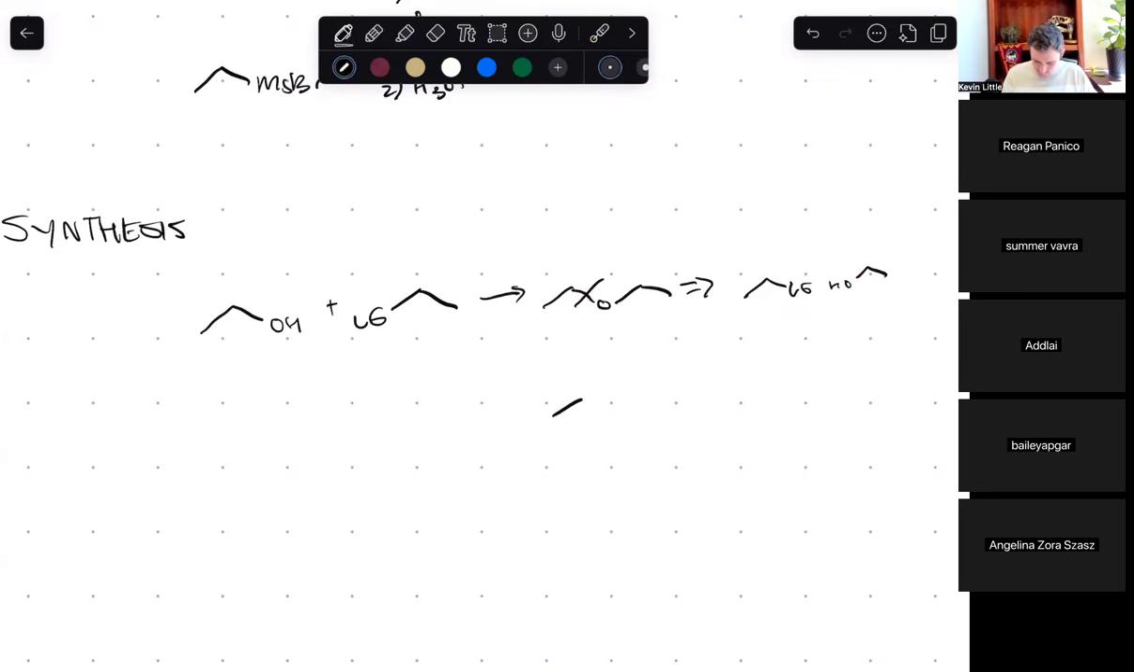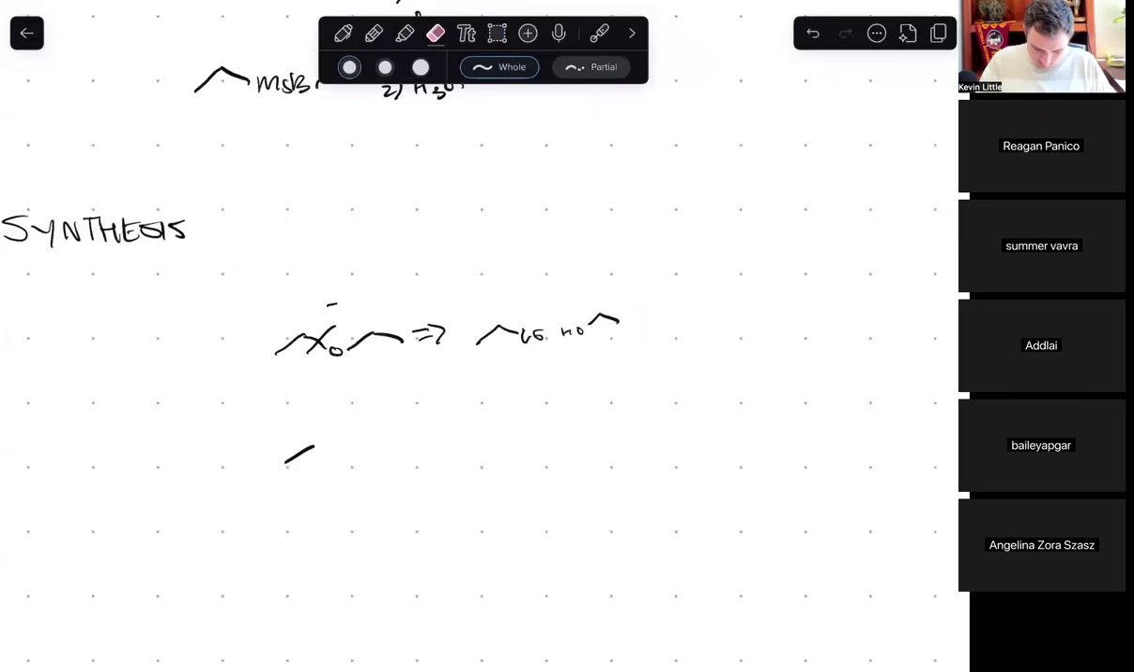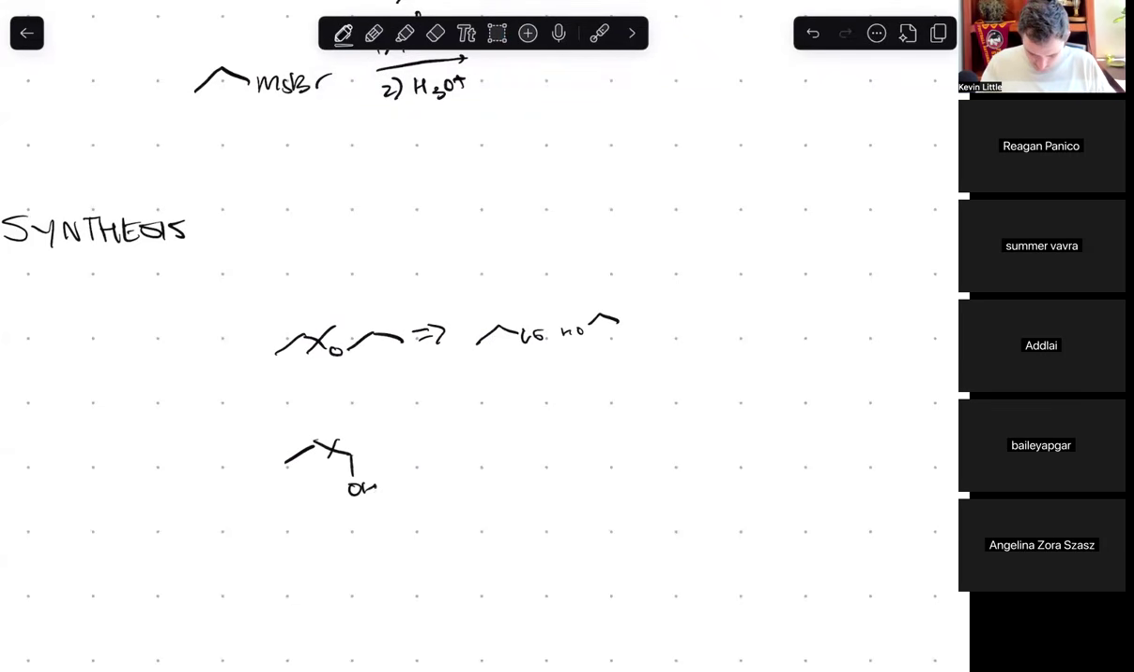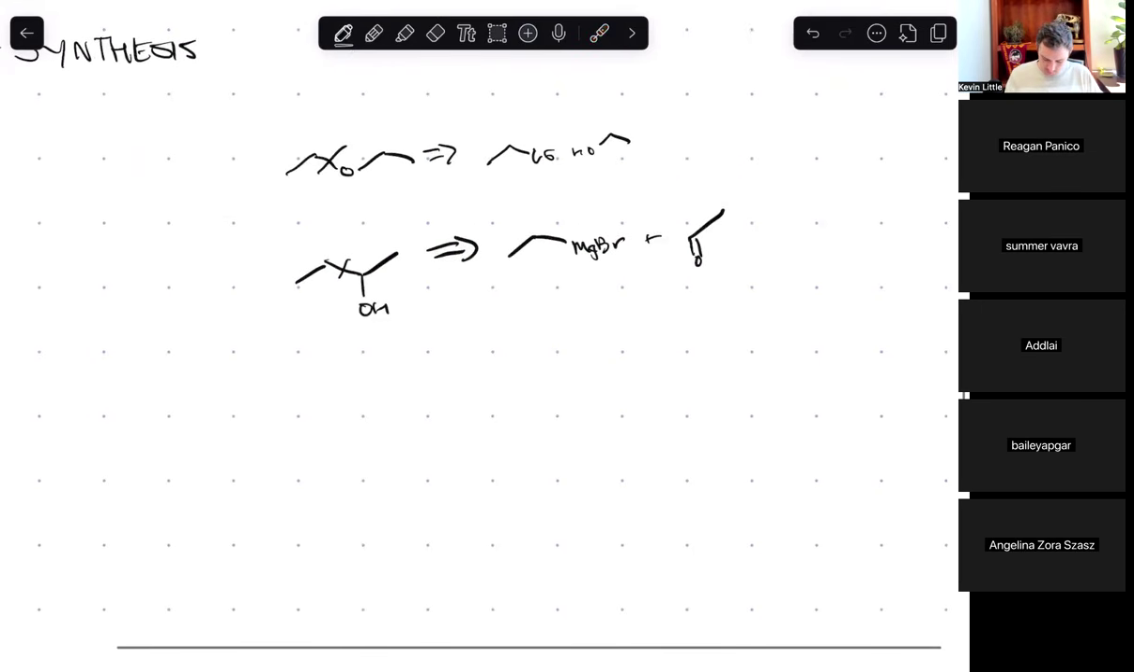If the heteroatom is one away from the squiggle, then it's going to be a Grignard. All right. So the important thing is we got to find the squiggle based off the carbons we have in our starting material and then work backwards from there.